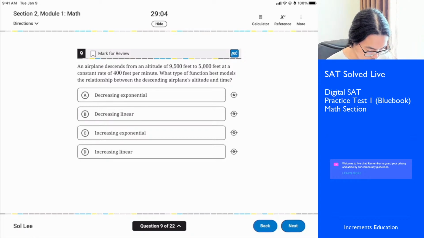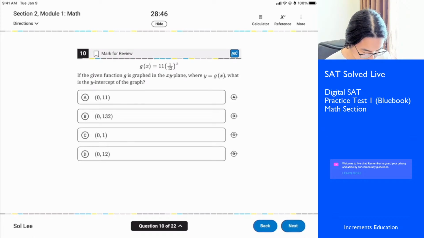I have an airplane descending 9,500 feet to 5,000 feet at a constant rate of 400 feet per minute. So that was 4,500 at 400 feet per minute. That's decreasing linear. Yeah, duh. If the given function g is graphed in xy, where y is equal to g(x).